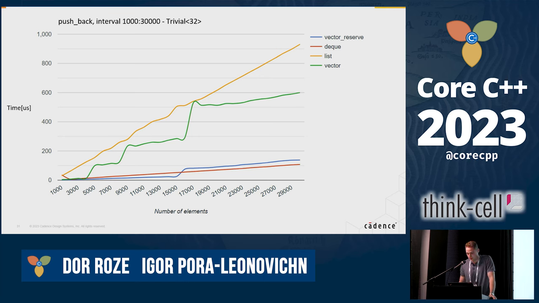So still the list is the worst case, the slowest in this example as well. But the vector performance in this case is worse than the previous vector with only 1 byte. So why? Because more memory allocations are needed and more memory is being allocated.